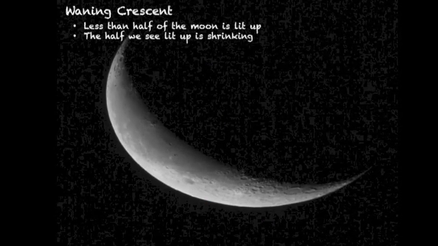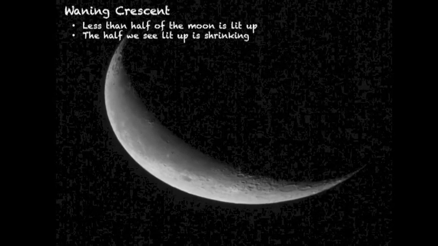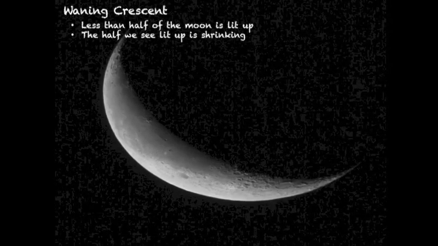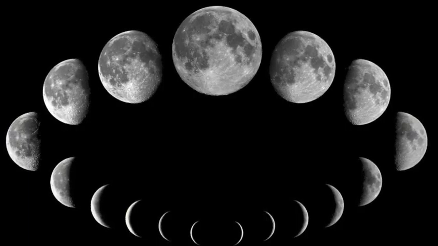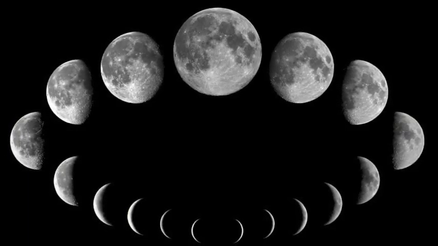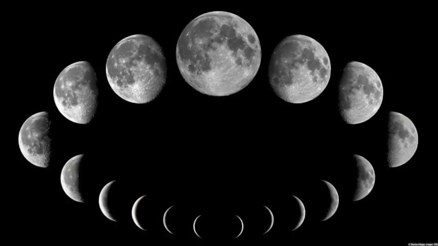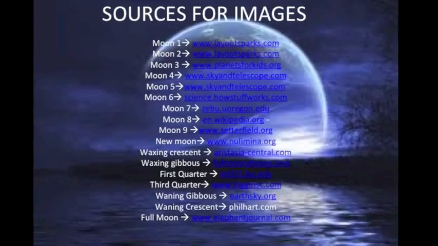Finally, we have the waning crescent. This is when less than half of the moon is lit up, and the half we see lit up is shrinking. Following the waning crescent, we go back to the new moon. Here you can see all the moon phases together and how they are viewed in a 28-day month. This means it takes the moon 4 weeks to complete its moon phases.